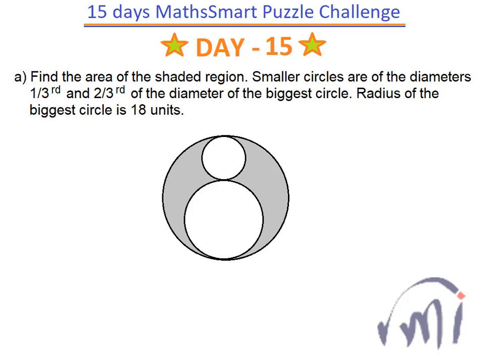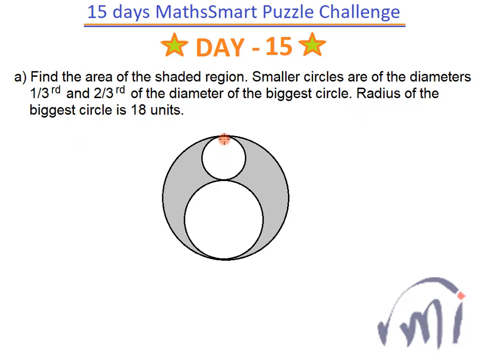Hi, so this was the first problem of our last day of the 15 days MathSmart puzzle challenge, and here we had to find the area of the shaded region. We are given that the smaller circles are of diameters 1/3 and 2/3 of the diameter of the biggest circle. The radius of the biggest circle is 18 units.